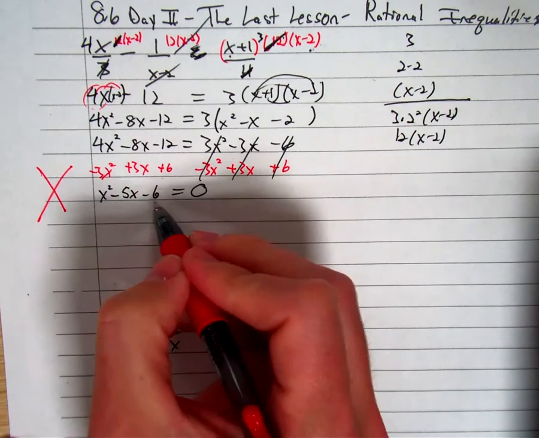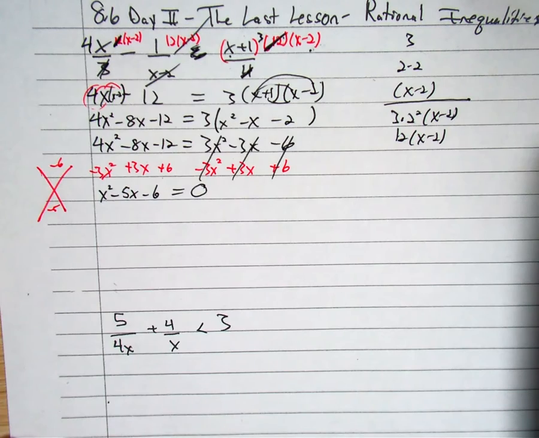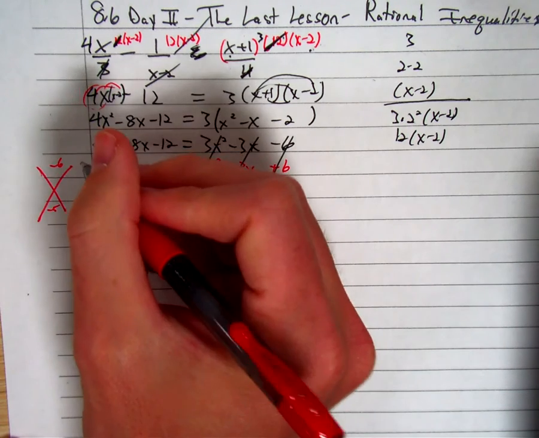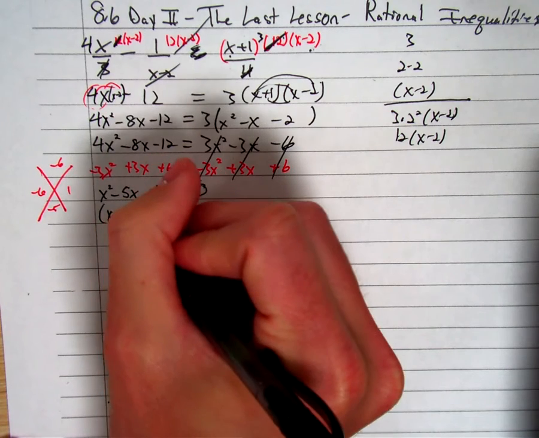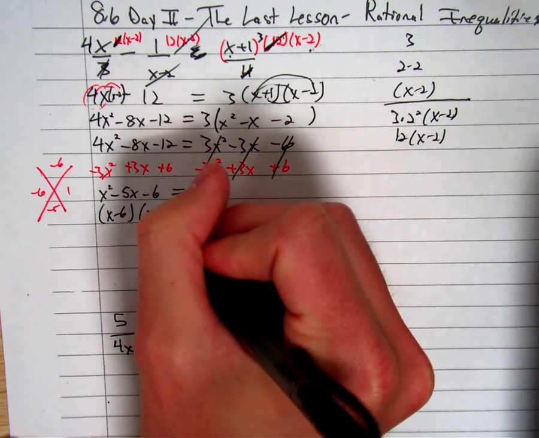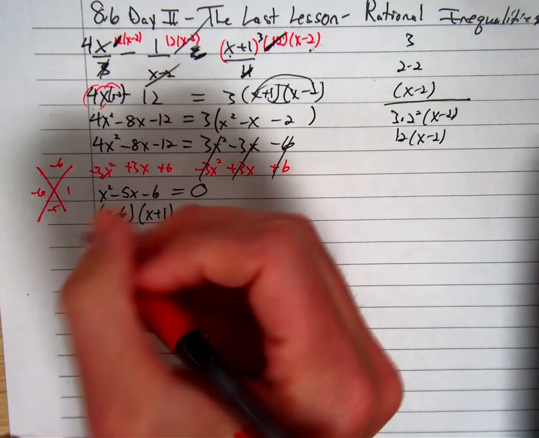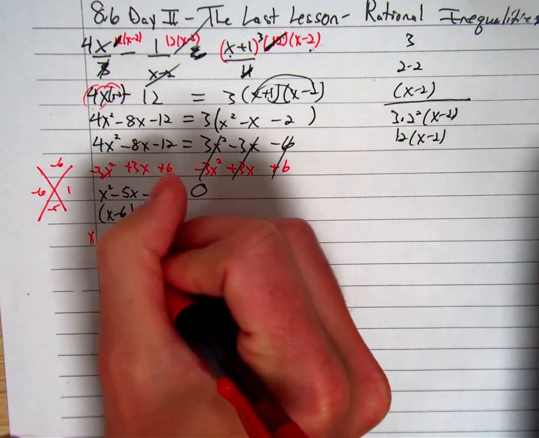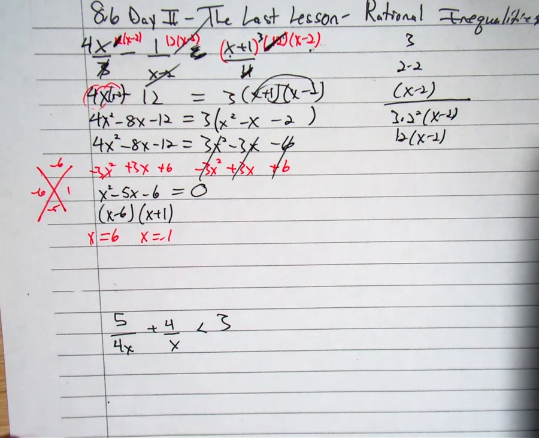What's going to multiply to negative 6 and add to negative 5? How about a negative 6 and a positive 1? x minus 6, x plus 1. Making our answers x equals 6, x equals negative 1. Okay?